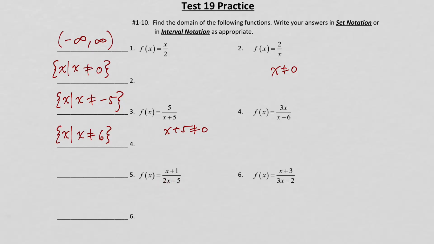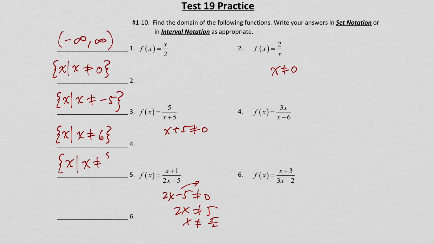2x minus 5 cannot be equal to 0. Move this over, so you have 2x cannot be equal to 5, so x cannot be equal to 5 halves. So we open up the set, all the values of x such that x cannot be equal to 5 halves.